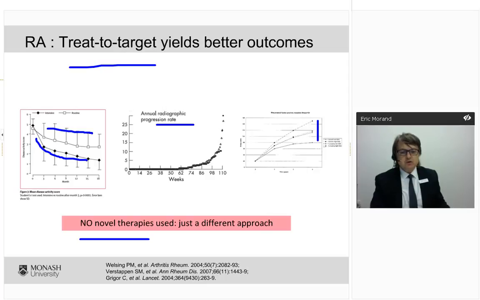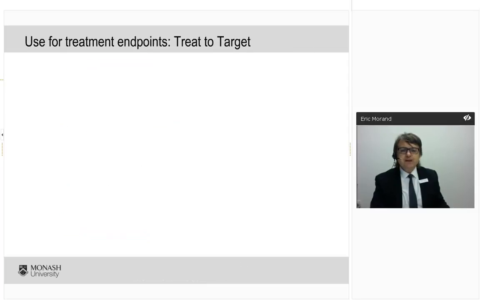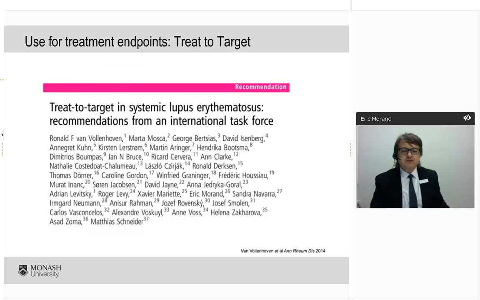So how can we do that for lupus, which is so complicated? Well, a large group of researchers, which includes myself, have been working for a few years now on this treat-to-target idea in lupus. Now, the trouble is that lupus is so complicated that coming up with a good way to measure these outcomes has proven to be really quite hard.